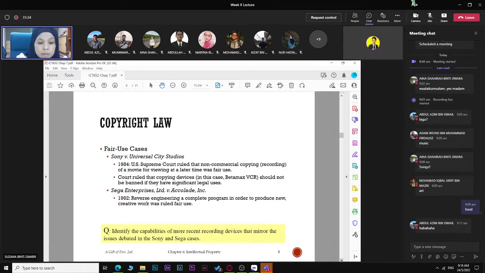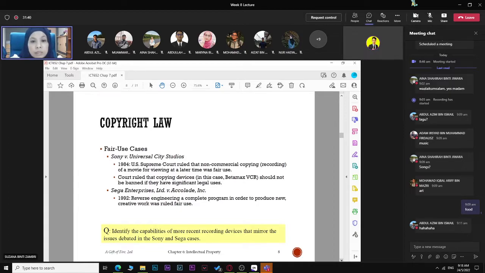Okay, the US Supreme Court ruled that non-commercial copying of a movie for viewing at a later time was fair use. Okay, meaning Universal Studio's movie was used to be viewed again and again. So that is actually fair use.